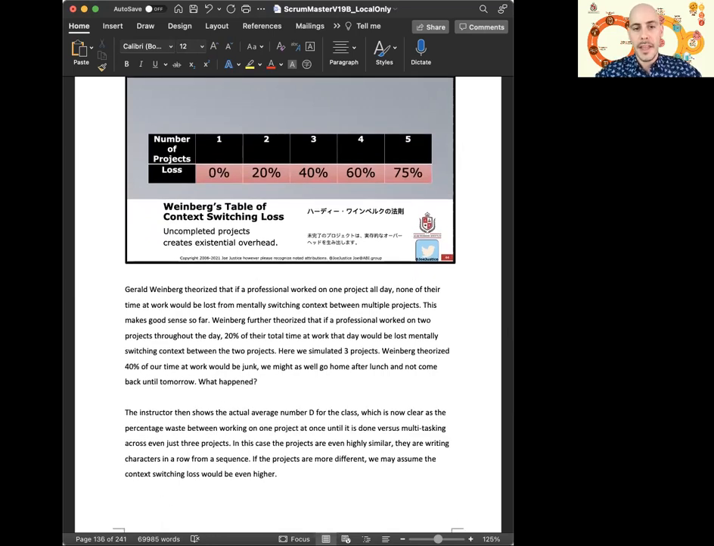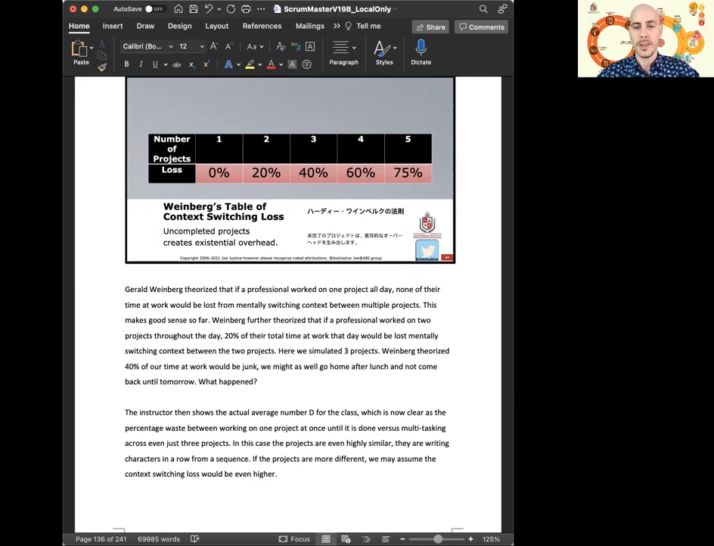Gerald Weinberg theorized that if a professional worked on one project all day, none of their time at work would be lost from mentally switching context between multiple projects. This makes good sense so far. Weinberg further theorized that if a professional worked on two projects throughout the day, 20% of their total time at work that day would be lost, mentally switching context between the two projects.